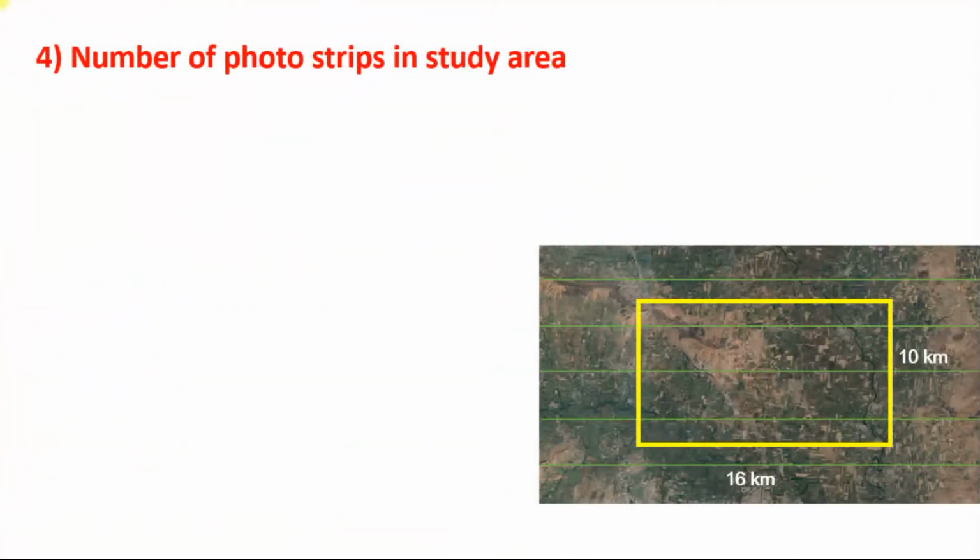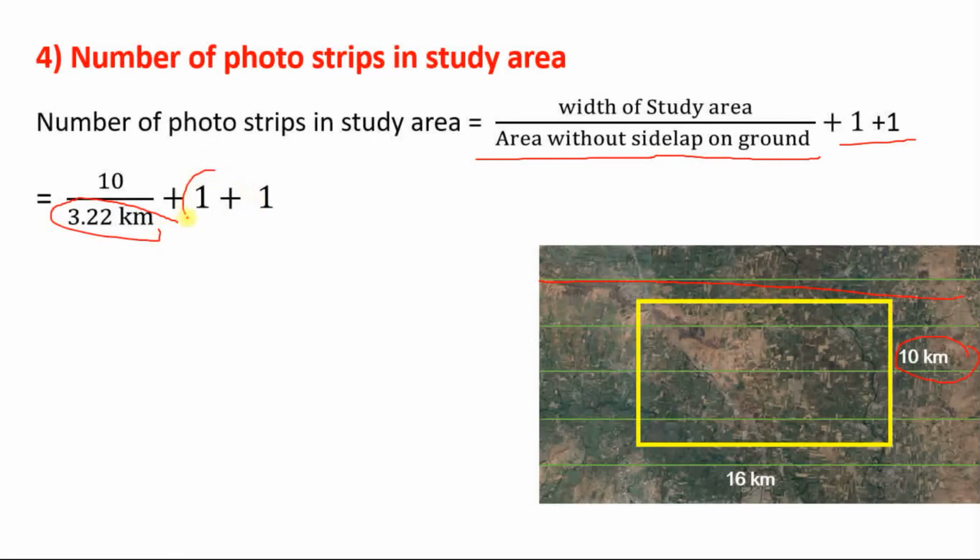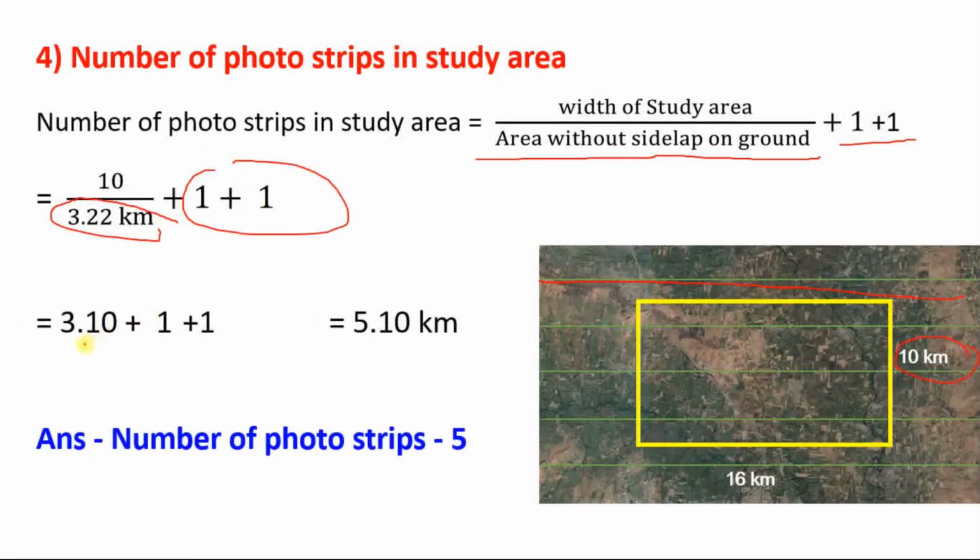Next, number of photo strips in the study area. How many photo strips or flight lines are required to cover this study area? The formula: number of photo strips in the study area is equal to width of study area upon area without side lap on ground, plus 1 plus 1. Width of the study area is 10 kilometers, area without side lap on ground is 3.22 kilometers, so 3.10 plus 1 plus 1 is equal to 5.10. In round figure, the number of photo strips is 5.